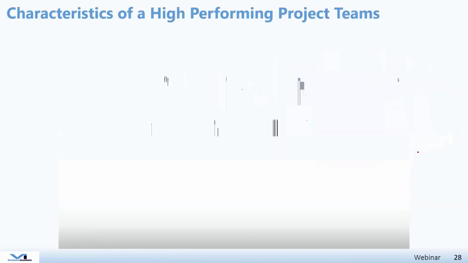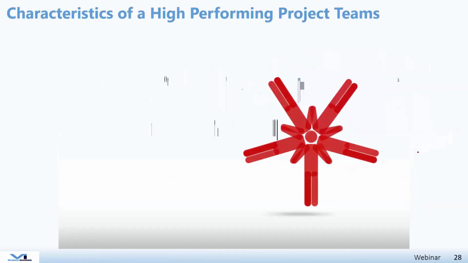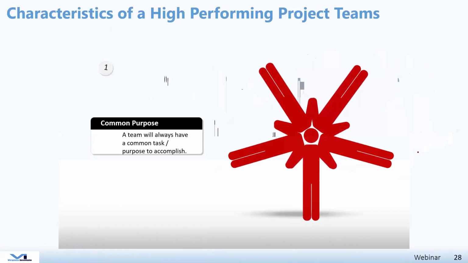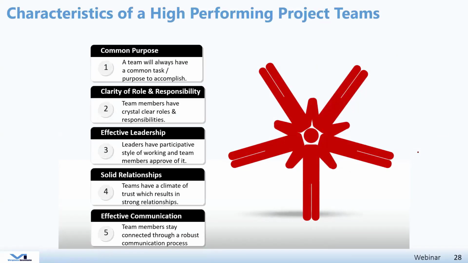So I want to share with you now some characteristics of high-performing project teams, and these are common sense. You need to have a common purpose as a project team, and this is where the project leader wants to make sure that the purpose and the project objective are clear for all the project team members. We need to have clarity when it comes to roles and responsibilities. Many of you, if you are familiar with the RACI matrix, the project manager will develop a RACI matrix, which stands for responsible, accountable, consulted, and informed.